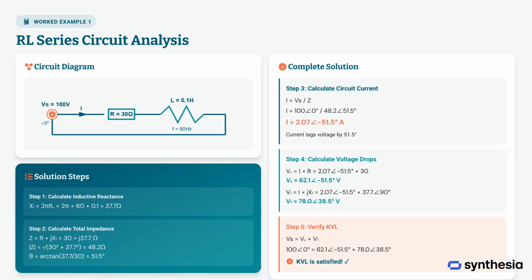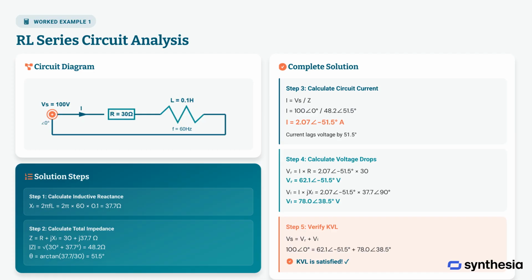Let's look at the first example, which is an RL series circuit. First, we calculate the inductive reactance using the formula XL equals 2πfL. Once we find the reactance, we determine the total impedance, which includes both resistance and inductive reactance.